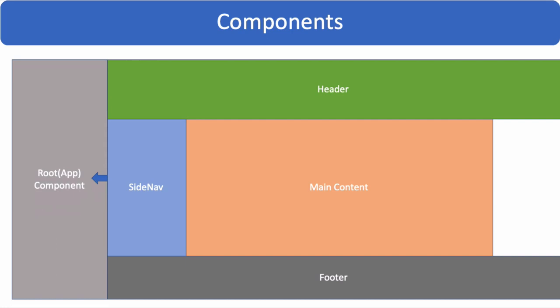In React, components are reusable. The same component can be used with different properties to display different information. For example, we have this left-hand side nav here, but this one can be used as a right-hand side nav and can have other information. A component can contain other components, for example, this app component here.